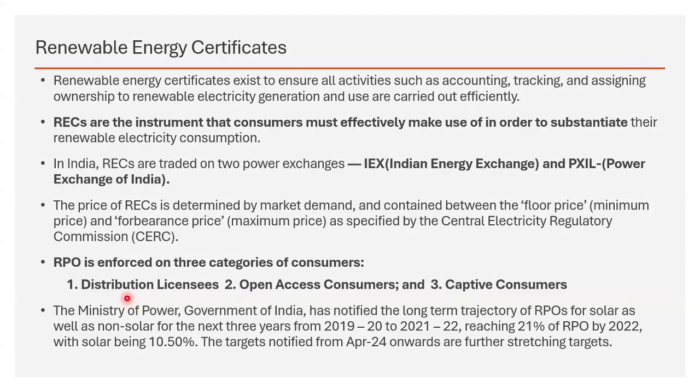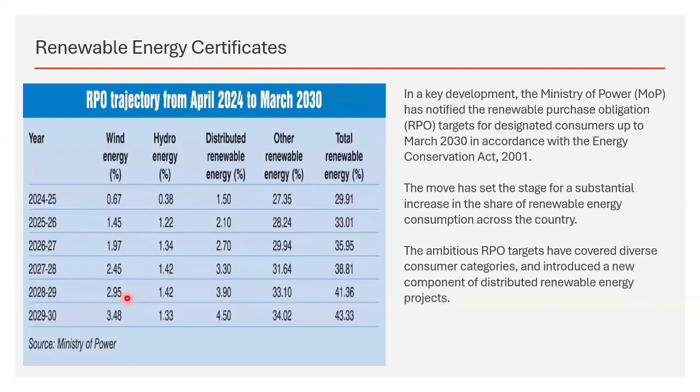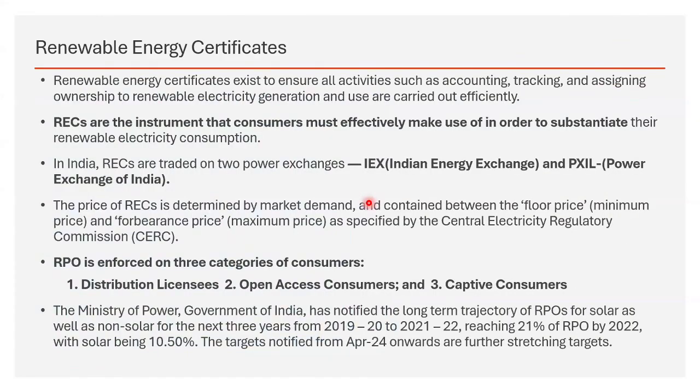and they are bound to draw or purchase a part of their consumption. From this table you can see a part of their consumption is mandated here. That part should be from the renewable quota. The remaining, they can use non-renewable sources, but from their self-consumption, 29.91%, say for 24-25, it has to be from renewable energy sources. Otherwise, they will be buying equivalent REC certificates. Suppose they are able to make it 27%. Then the remaining 2.91%, they have to buy RE certificates.